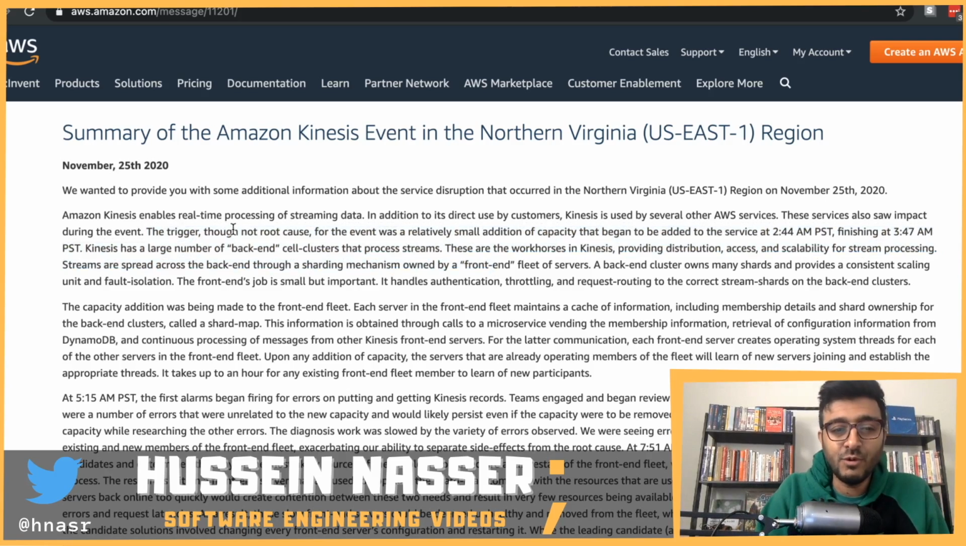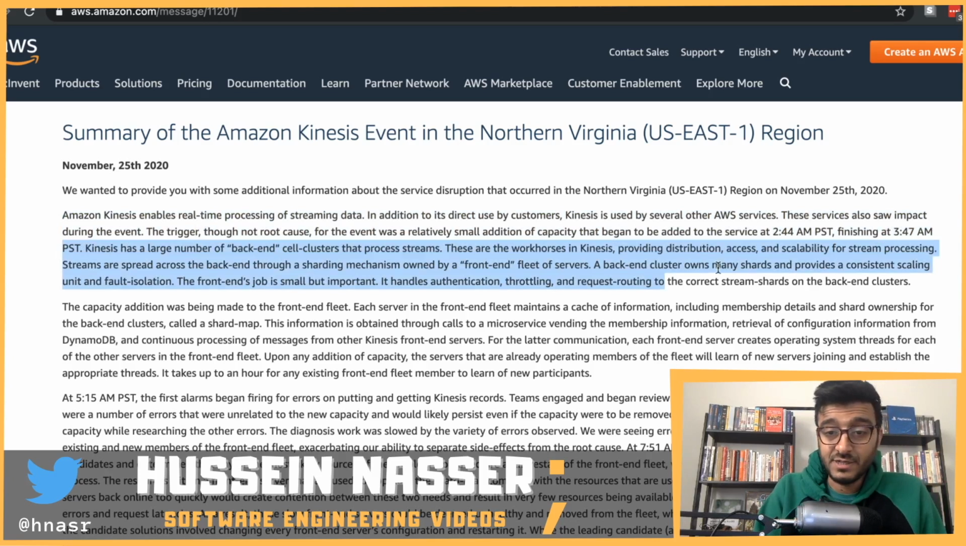The trigger, though not the root cause for the event, was a relatively small addition of capacity that began to be added to the service at 2:44 a.m. Oh, so I was wrong. So it was in the morning. They added in the morning, and they finished at 3:45 a.m. So it took an hour to add this. So here are the details now.